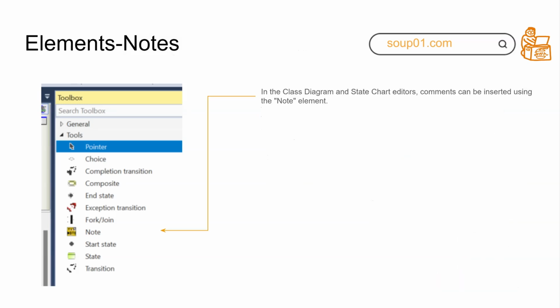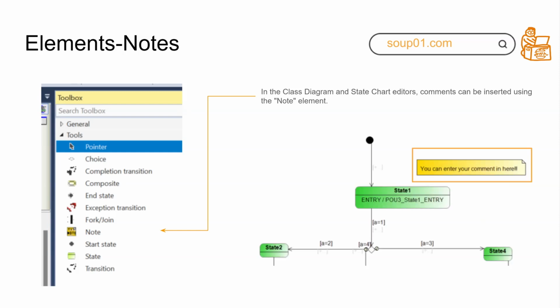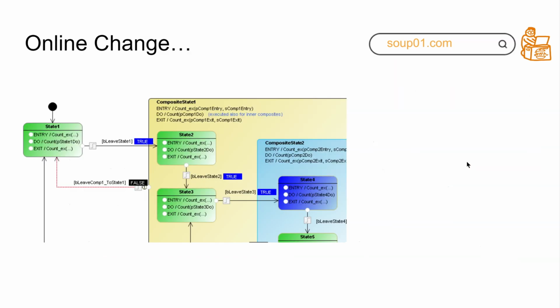Okay, we have a note. A note is just a comment that lets you write usable comments for other people to know what I'm doing. So here you say a one-line comment to allow it to fit in. And I need to talk about the online change.